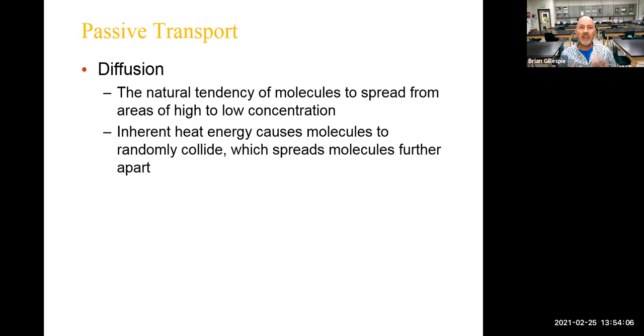So this, again, is an inherent property of all matter, but it's most visible in liquids and gases because those molecules are far enough apart and are not as strongly bound to each other that they have that freedom of motion to continue to spread further and further apart. So diffusion, again, is just something that molecules in those states very naturally do.